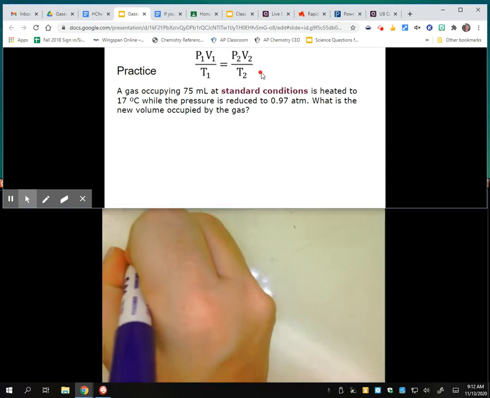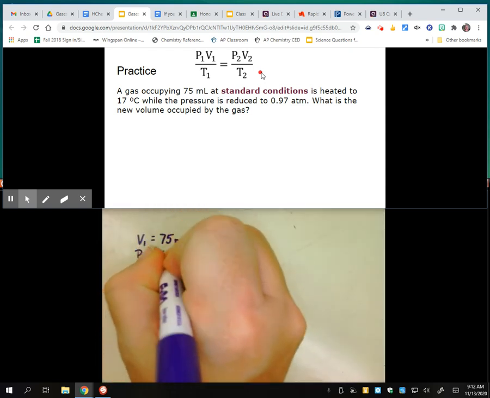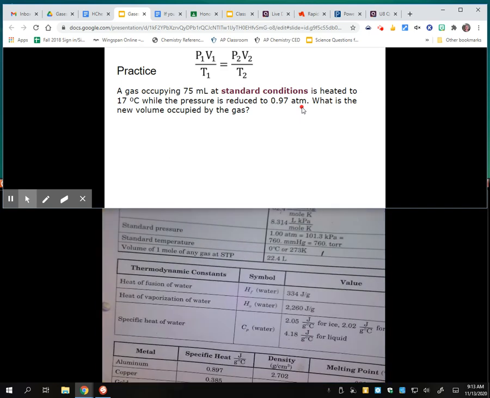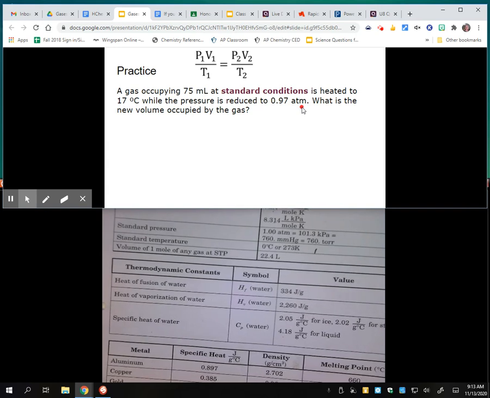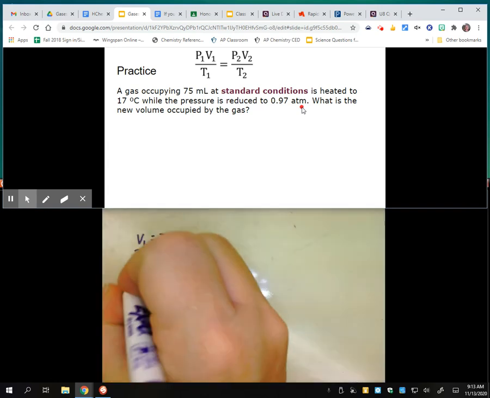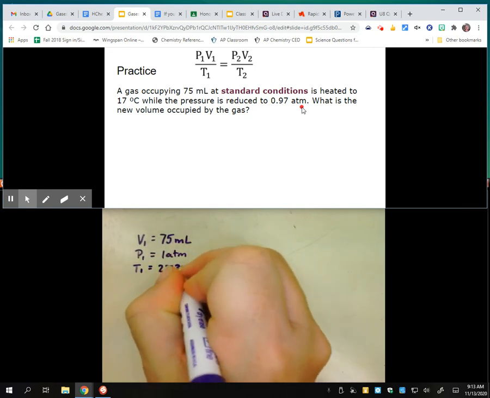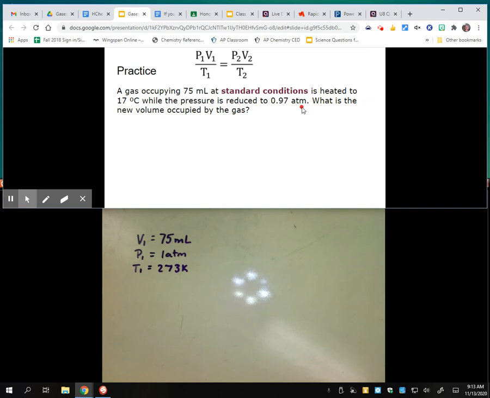All right, so standard pressure is 1 atmosphere, and I'm going to go with 1 atmosphere because I see that my other pressure is also given in atmospheres. If this pressure right here was in millimeters of mercury, at this point I would write 760 millimeters of mercury because that is still standard pressure. All right, and then standard temperature is 273 Kelvin. That is situation 1.